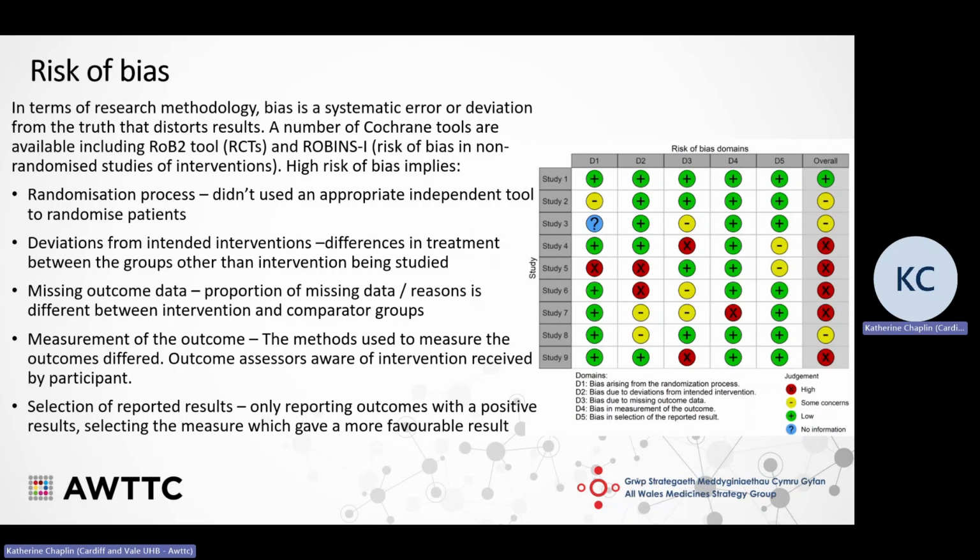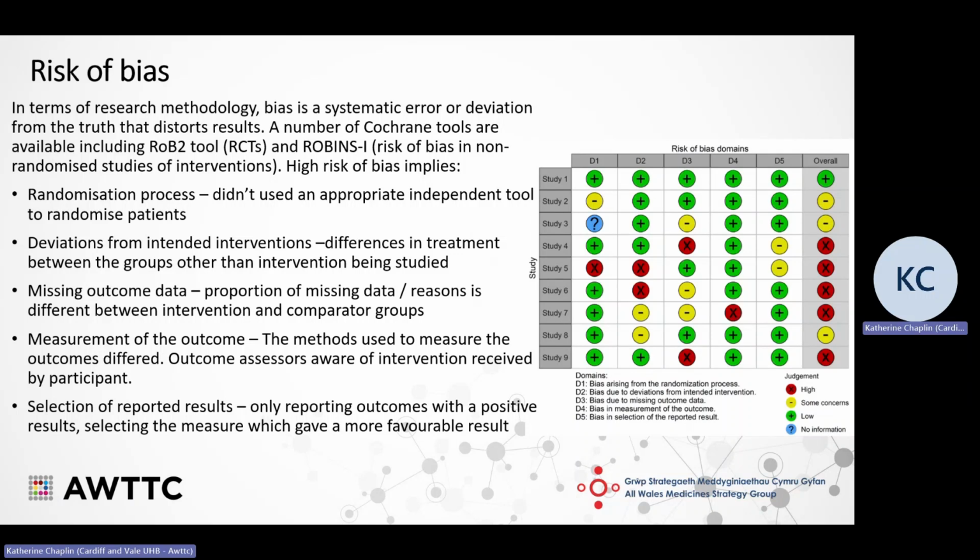The Risk of Bias 2 tool is commonly used for RCTs. I've included the domains here as a guide, as well as an example of a risk of bias table. The domains have been included to help you identify and understand potential biases in included studies. There are 5 key domains, and some examples of high risk for each of them would be randomization. Patients weren't randomized or an appropriate system for randomization was not used.